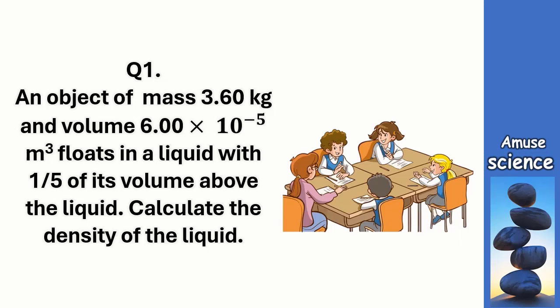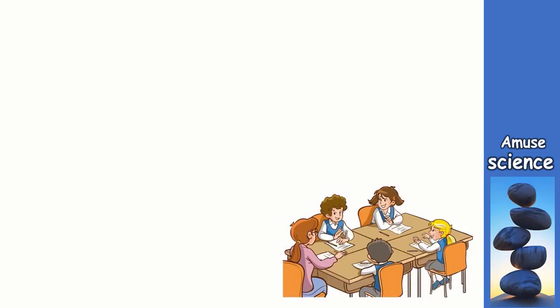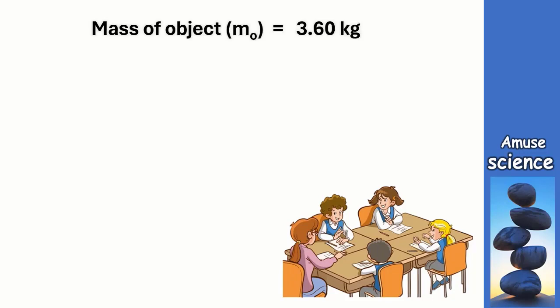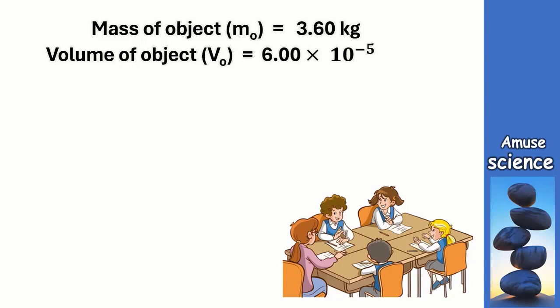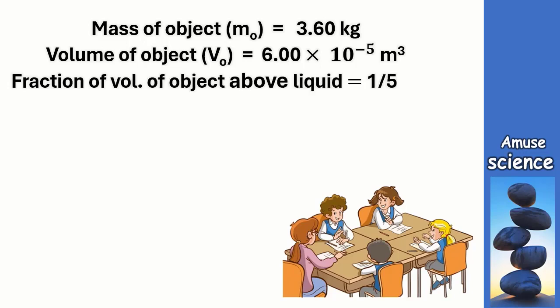First of all, let's put down the details given in the question so that we can analyze it well. We have been given the mass of the object, which is represented by MO, and is equal to 3.60 kilograms. We have also been given the volume of the object, which is represented by VO, and is equal to 6.00 times 10 exponent minus 5 cubic meters. Also, we are told that the fraction of the object above the liquid is 1/5. And in the question, we have been asked to calculate the density of the liquid.